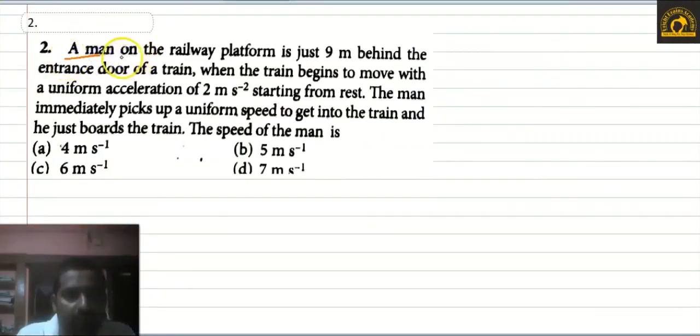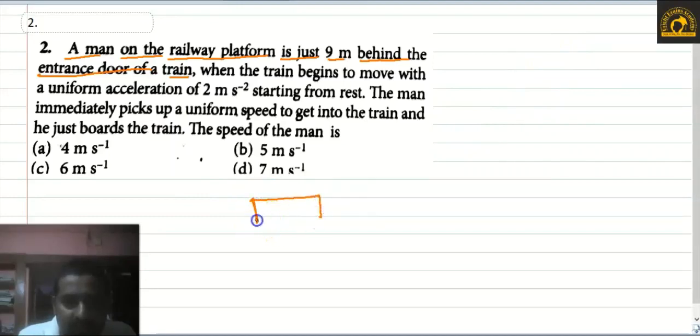A man on the railway platform is just 9 meters behind the entrance door of the train. This is the train. A man is there. He is the man. How much distance? 9 meters behind the entrance door of the train. This is the entrance door of the train.